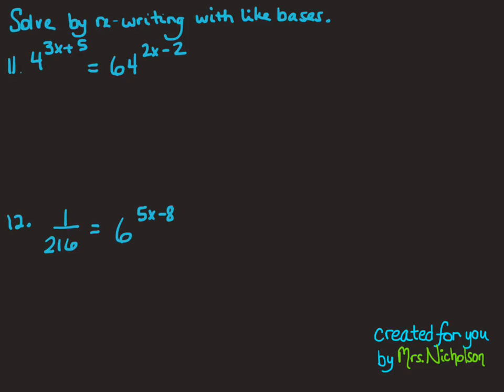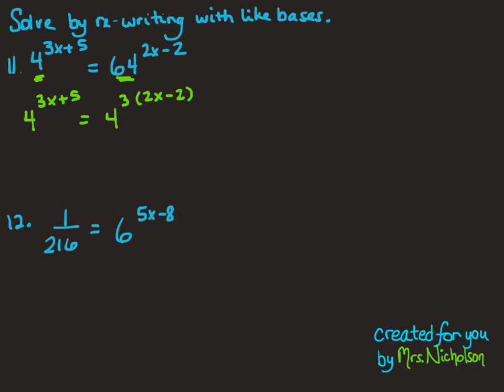All right, in this next section, we're going to start solving some equations. This first example, first problem, we want to solve by rewriting with like bases. So here I've got a base of 4 and a base of 64, and I want to change those to be the same base. Well, hopefully we notice that 64 can be rewritten as 4 to the 3rd. And so I'm going to keep my base of 4 on this side, but I'm going to rewrite 64 as 4 to the 3rd, and then of course times that 2x minus 2.